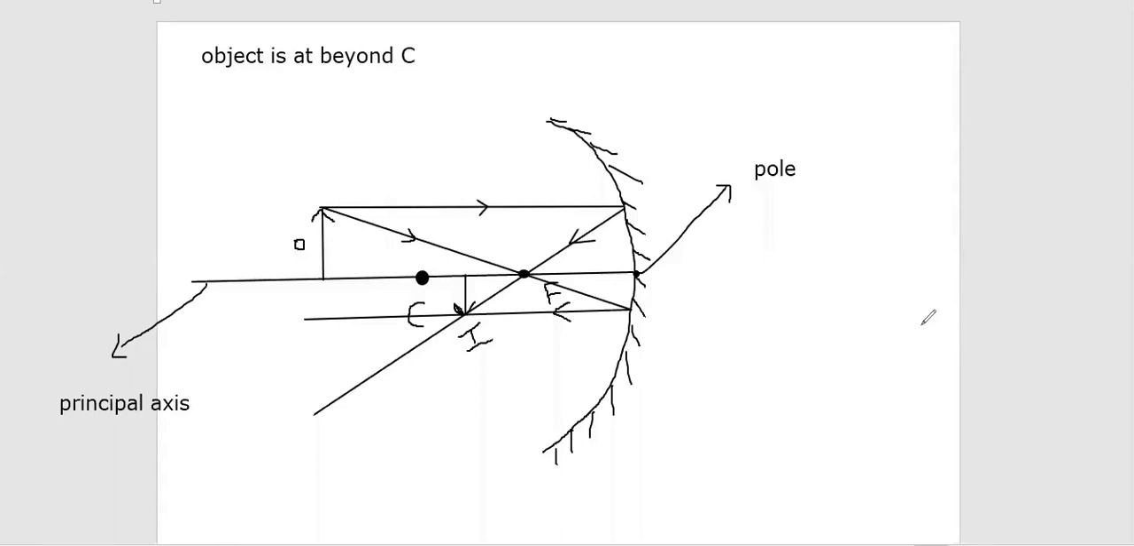For clarification I will tell you, suppose consider one ray of light is parallel to the principal axis. After touching, it will pass through the focus. Second one, if I take like this from the center of curvature, it will be reflecting back like this. Then you will not be getting the image there. Understood, right?